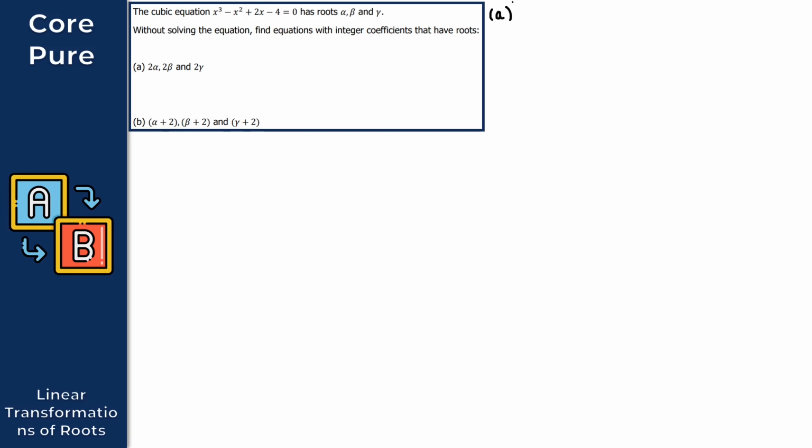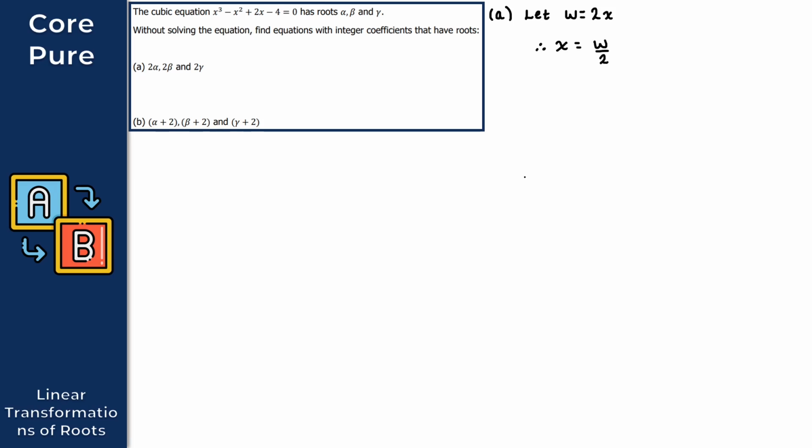For part A, this is for the roots of 2 alpha, 2 beta, and 2 gamma. So what do we do to begin with? Well, the first thing I'm going to do is let W be equal to 2x. Now don't forget that W just represents our linear transformation. Next I'm going to rearrange this equation and make x the subject. So in that case, we find that x is equal to W over 2.